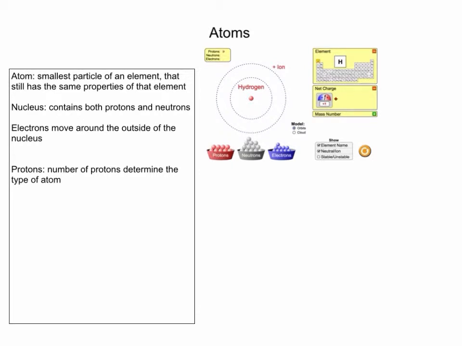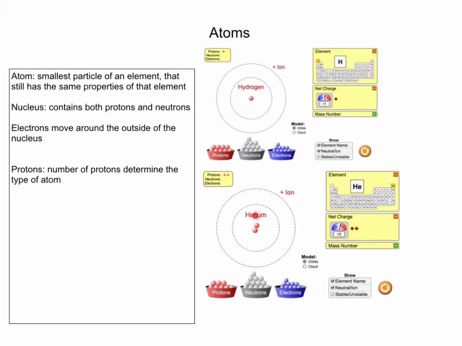Now let's look at one other property of the proton. If we focus now on the image right here where it says net charge, notice that if we have one proton, we also have a +1 charge. And if we have two protons, we have a +2 charge. This tells us that protons have a positive charge. So protons not only determine the type of element that we have, or type of atom, but they also have a positive charge.